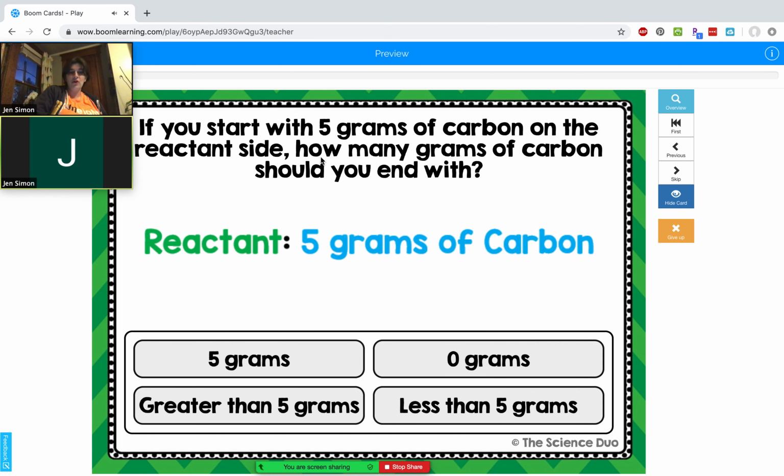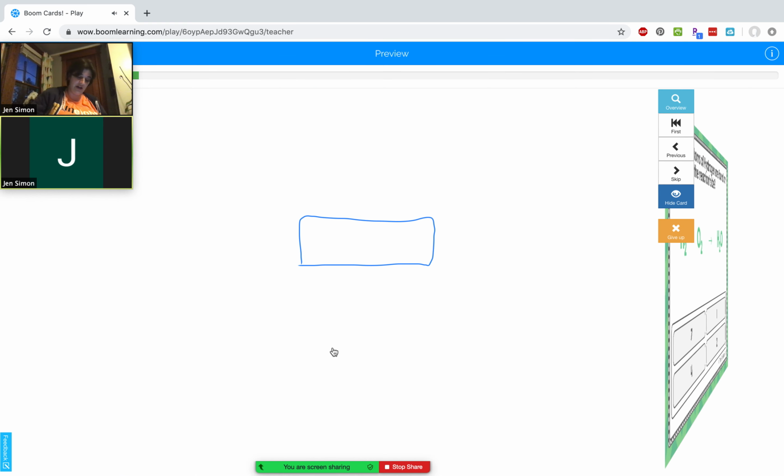So if you start with 5 grams of carbon on the reactant side, how many grams of carbon should you end up with? And this takes us back to our law of conservation of mass. If we start out with 5 grams of carbon on one side, we have to have exactly 5 grams of carbon on the other side as well.